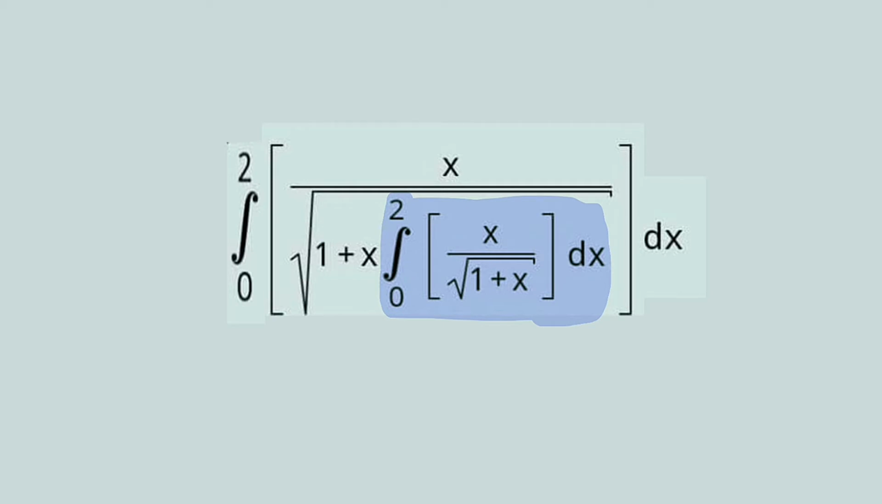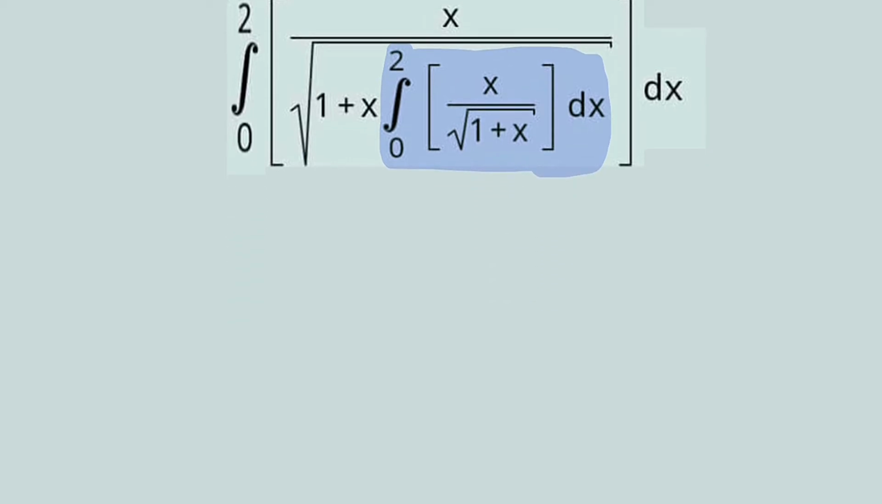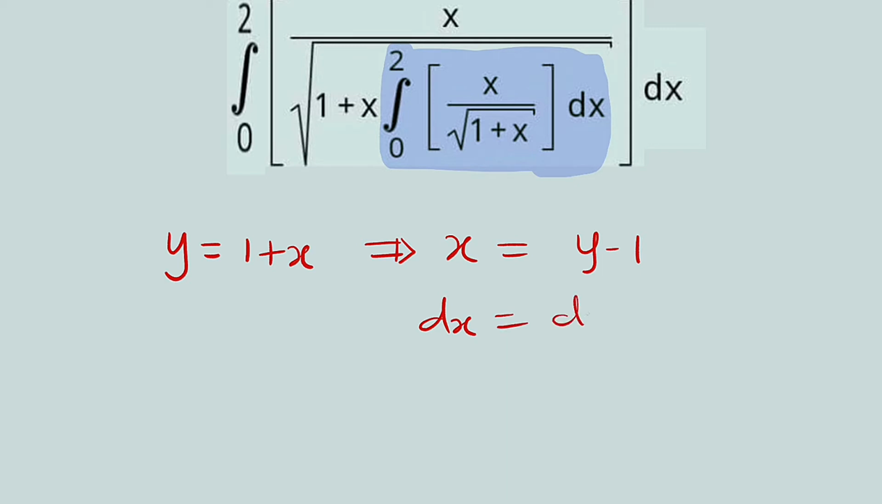So I want to start by substitution. I want to let 1 plus x equal to y. So if y is equal to 1 plus x, this implies that x is equal to y minus 1. And from here, I can differentiate both sides. dx is equal to dy. Now I am going to substitute this information back into our main integral.